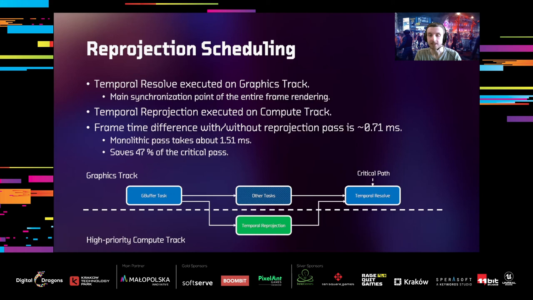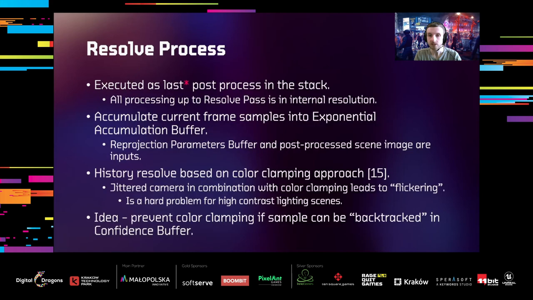And those numbers are effective for Xbox One base. Finally, we have the resolve process, which is executed as the last-ish post-processing effect in the stack. It takes data produced by the reprojection process and the current frame intermediate buffer to blend them together and to integrate them in the exponential accumulation buffer.